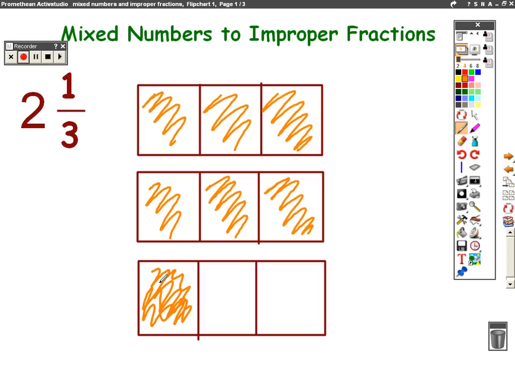Finally, I need to turn it into an improper fraction. So I'm going to count how many third size pieces I have. Denominator always stays the same. So I've got 1/3, 2/3, 3/3, 4/3, 5/3, 6/3, 7/3. So 2 and 1/3 equals 7/3.